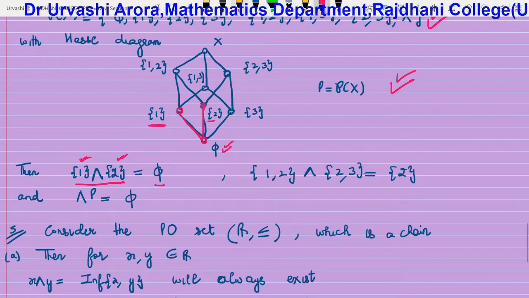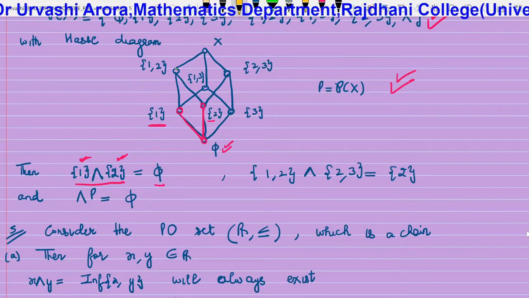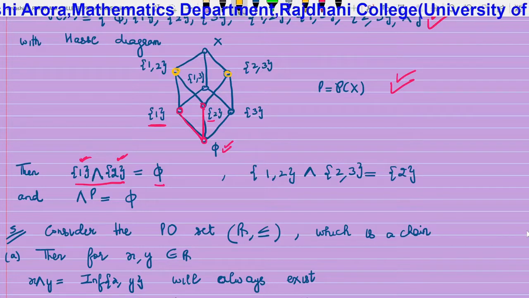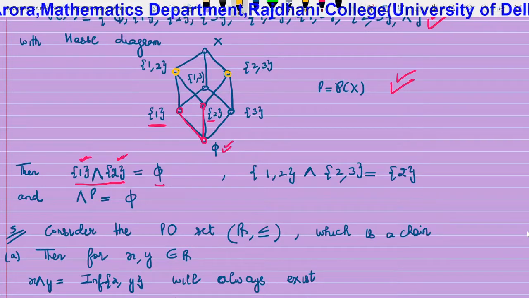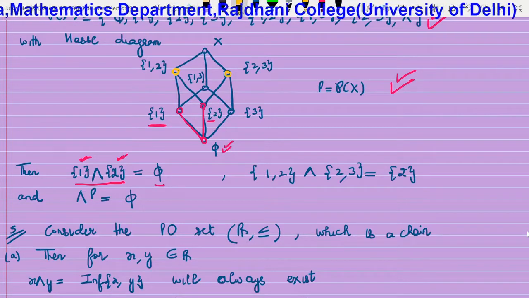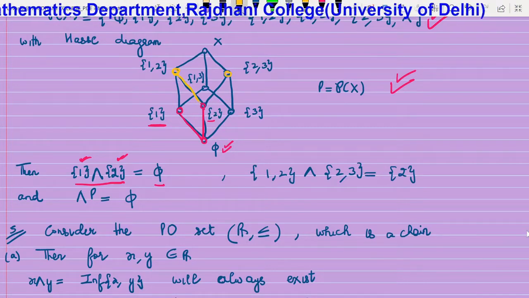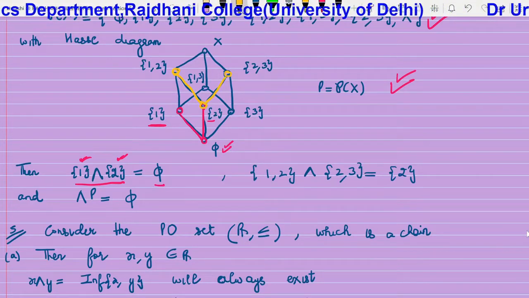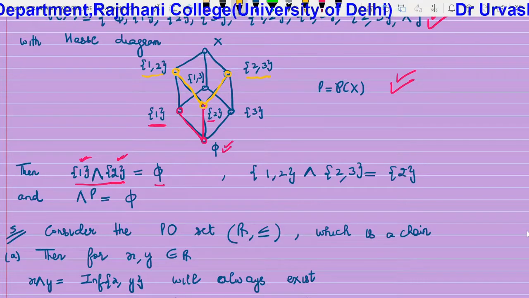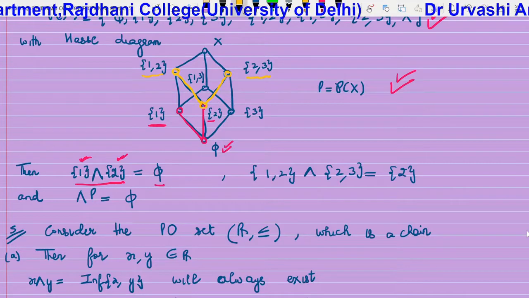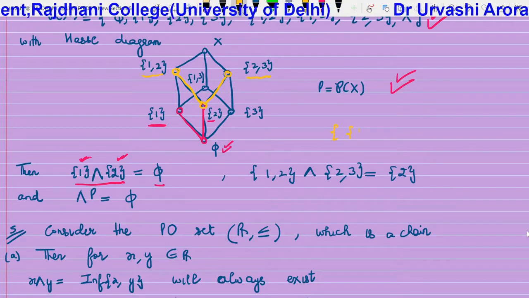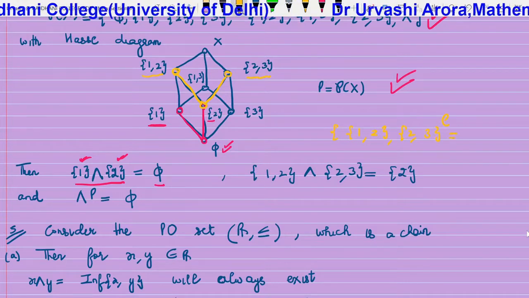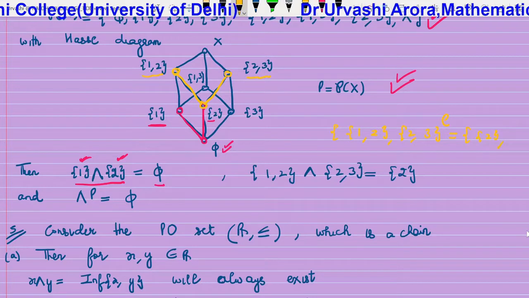Again, let us try to find out what is the meet of the element {1, 2} and the element {2, 3}. The element of the poset P(X), or power set of X, which is acting like a lower bound for these two elements, is {2}, because we can see that this singleton 2 is just below {1, 2} and {2, 3}. So singleton 2 is acting like a lower bound. But if we try to find out what are the lower bounds of this set {1, 2} and {2, 3}, then we'll see that singleton 2 is not the only lower bound that we have.